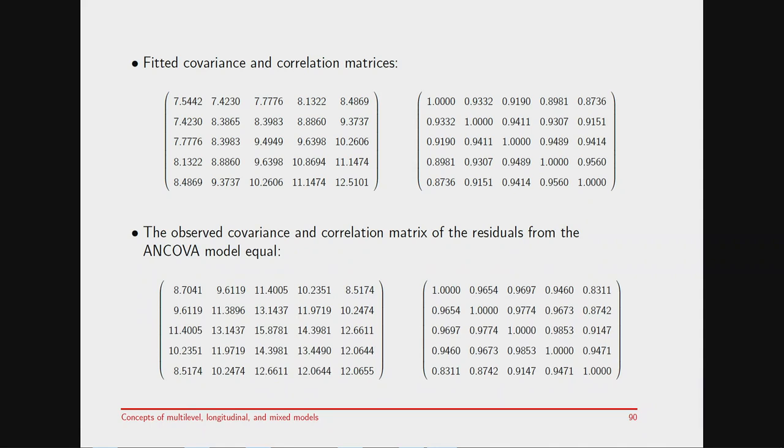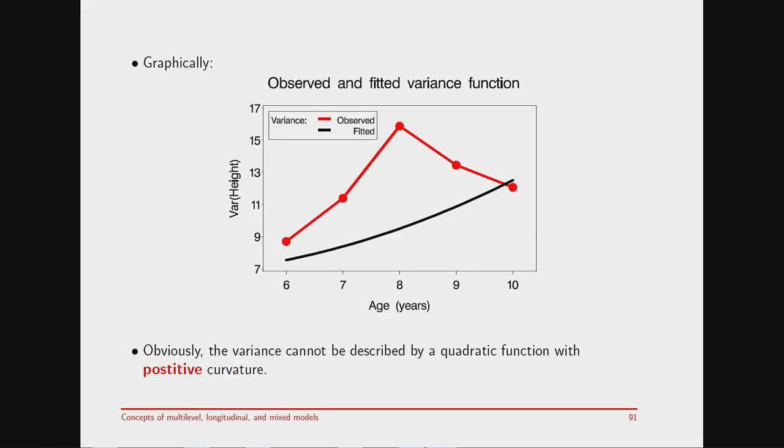So very often what we try to do is we make a plot. And here we see a plot of the variance function. So what you see here is that the observed variance function is the red curve. It's increasing and then it decreases again.